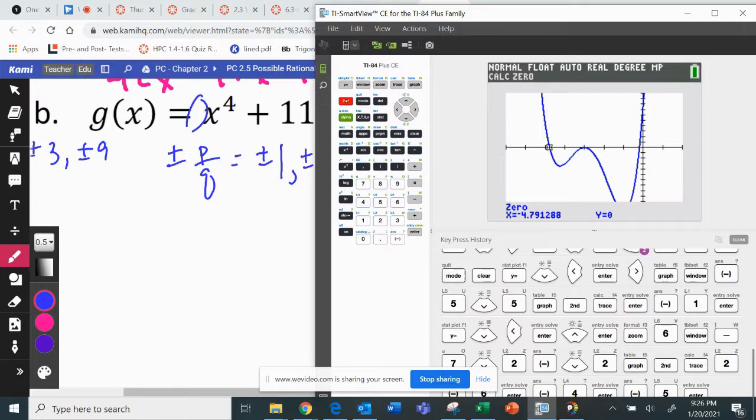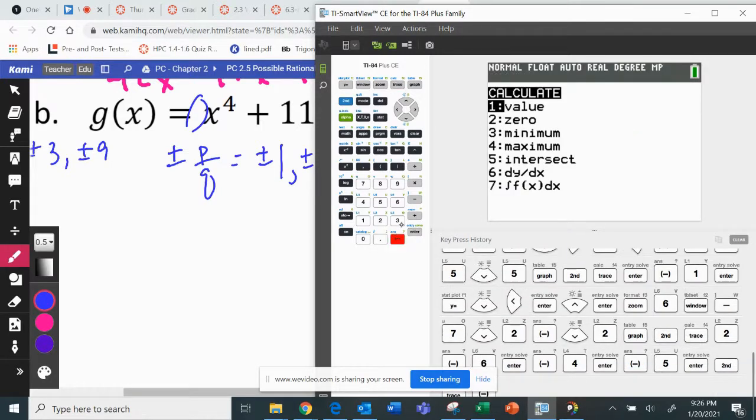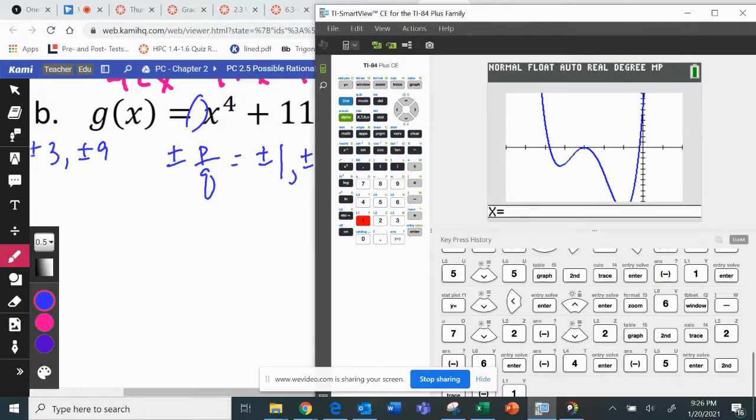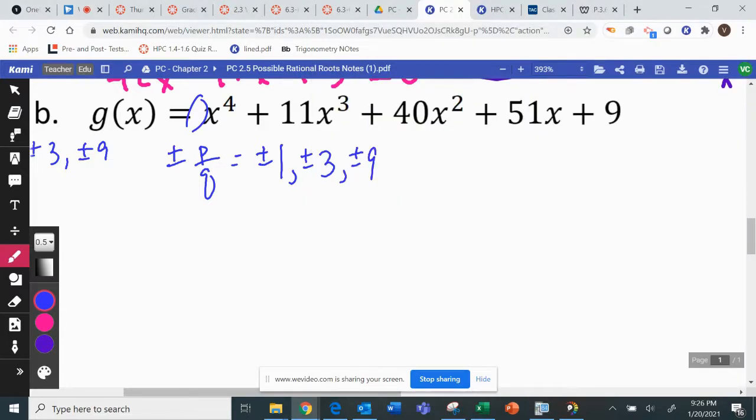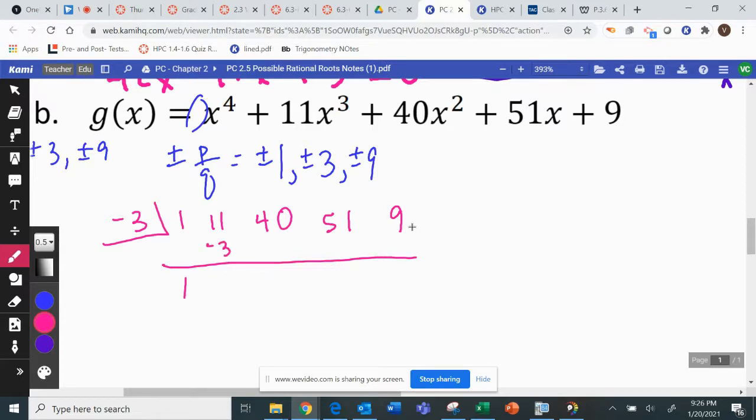So I'm going to do second trace, 1. So I picked value, and then I'm going to do -3 and see if that really is a 0. And it is. So I know that my first one that I'm going to take out of this polynomial is -3. So we can use synthetic division because it is not a fraction. If it is a fraction, we're going to have to do long division. And the -3 comes out.